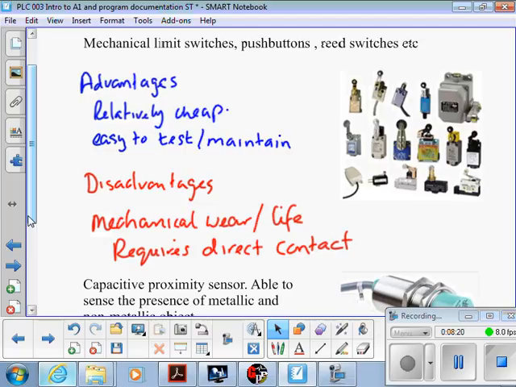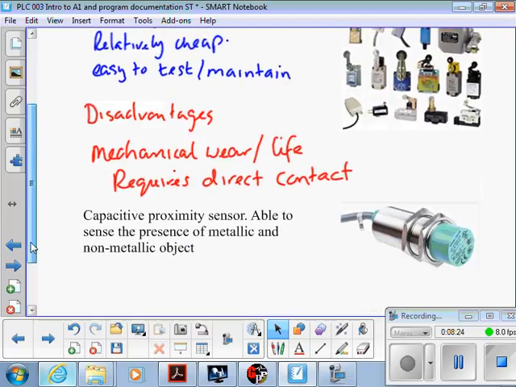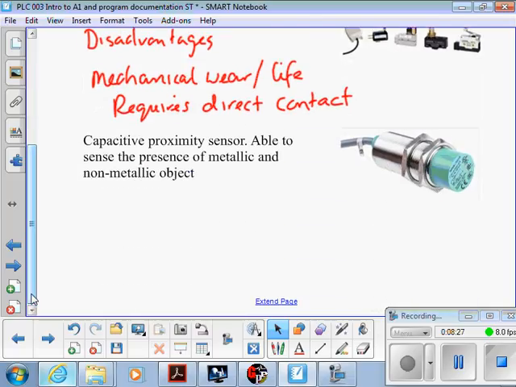So there are some areas that you might want to think about if you're going to talk about the advantages and disadvantages of those. Then we've got capacitive proximity sensor. These can sense the presence of metallic and non-metallic objects. Okay, so they'll detect plastic, ceramics, metal, most objects.